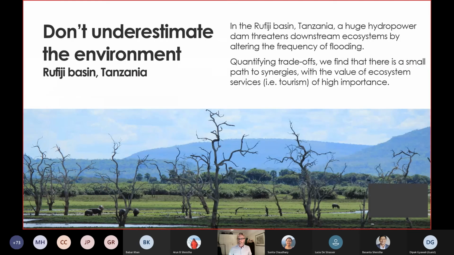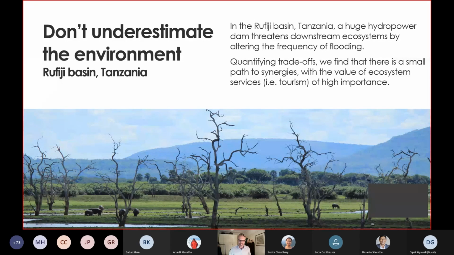Second insight, I think one thing is never to underestimate the environment. And I mean this also in terms of economic value, even though it's often hard to quantify the value of ecosystems. And this is an example from the Rufiji basin, where I worked the last 4 years together with colleagues at the London School of Economics and with Morogoro University. Here in Tanzania, they are currently building one of the biggest hydropower dams in Africa, and that threatens to strongly impact the downstream environment, the downstream delta ecosystem.